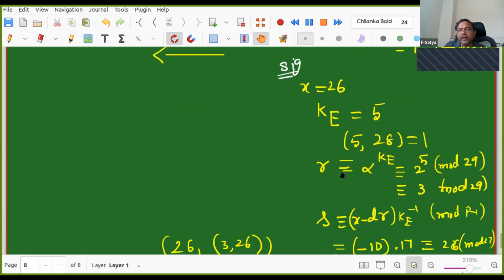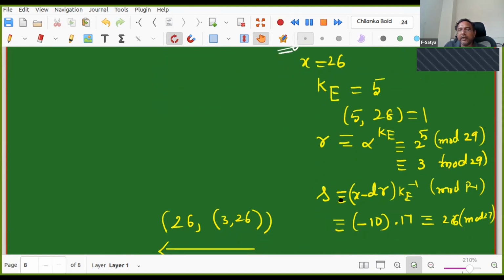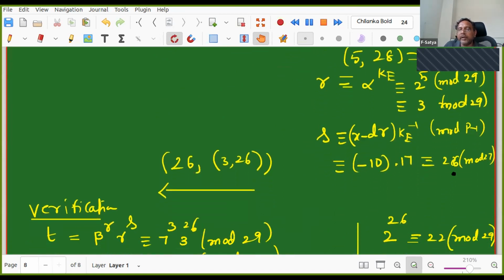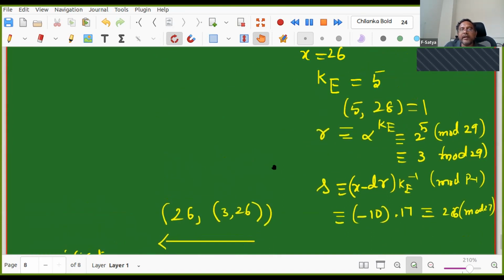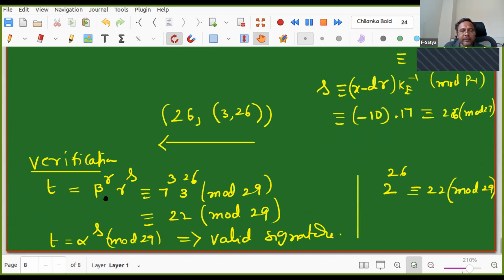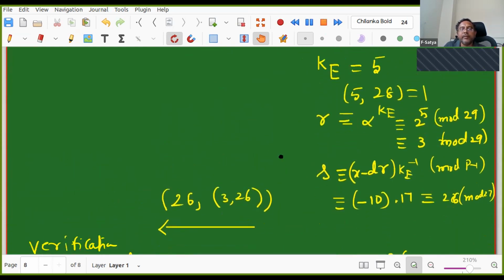So R equal to alpha power KE. Alpha is 2, 5 is my randomly chosen number, so I get R equal to 3. Now we compute S as X minus dr, into KE inverse. So we get 26. Here it is accidental that S and the message are the same. So the pair 3 comma 26 will be sent. Now they will verify it. So this is the thing. Any questions?